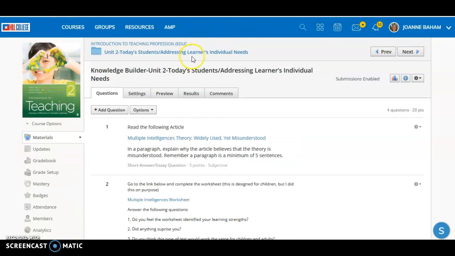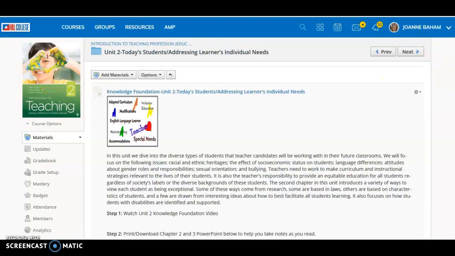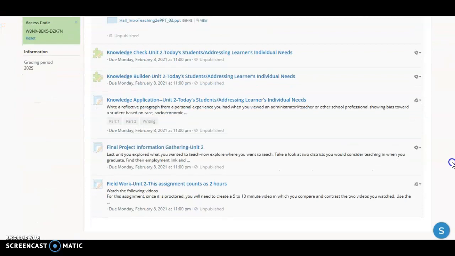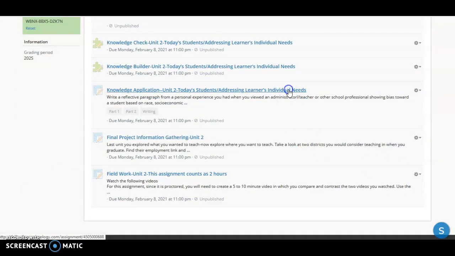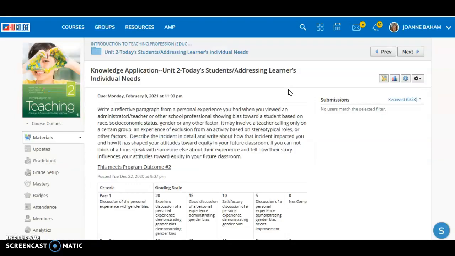Okay, so after you go through your knowledge builder, there is your knowledge application, and this is a reflective paragraph from a personal experience that you had. It could be any personal experience. I prefer, if at all possible, you keep it to the K-12 industry. I always say that if you cannot think of a time, speak with some people around you and ask them if they've had an experience, and you can share their experience. And then, how does learning about that experience help you? So think about a time when they showed bias.